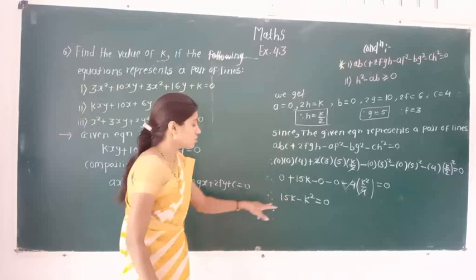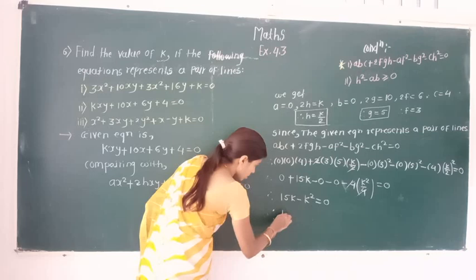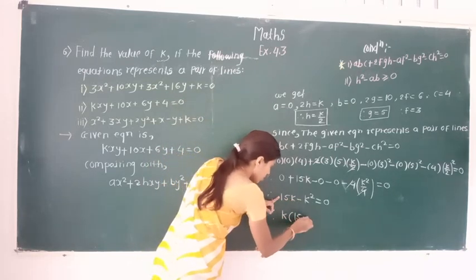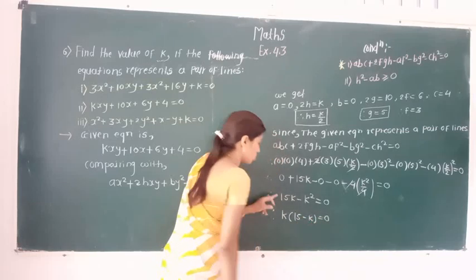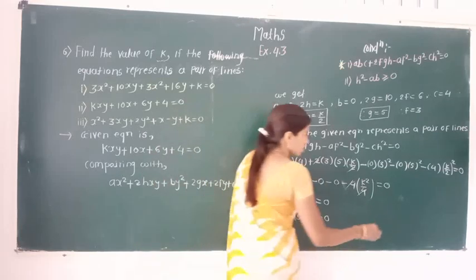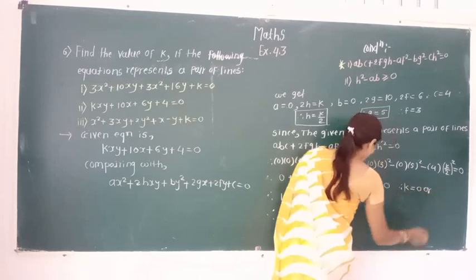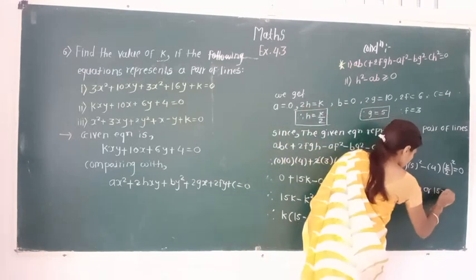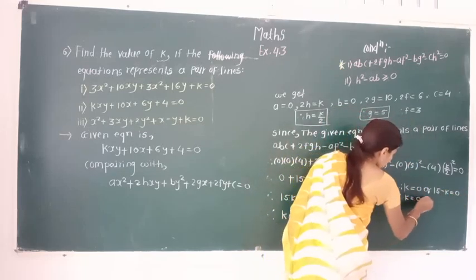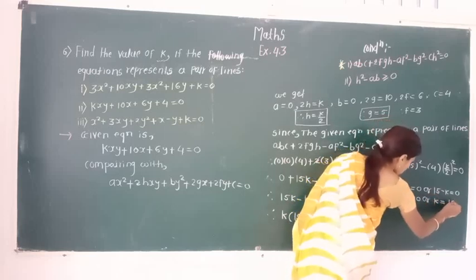Now in this condition we take the common factor. The common factor is k. In the bracket we can write, k is common, 15 minus k is equal to 0. Now in that case the product of these two terms gets 0. So the value of k is equal to 0, or 15 minus k is equal to 0. Therefore the value of k is 0, or simplifying this we can write k is also 15.